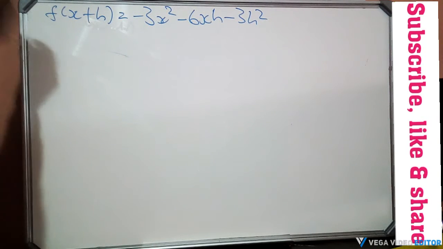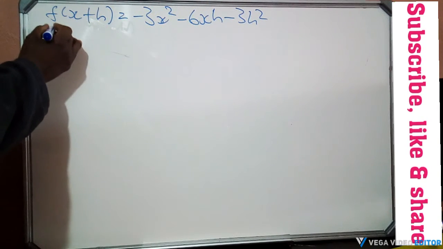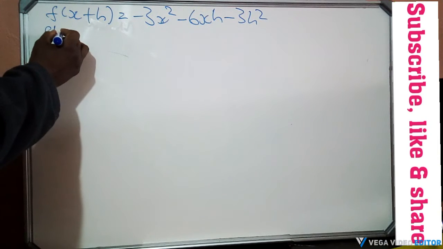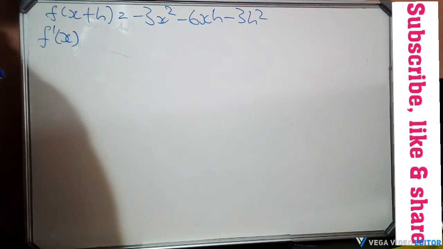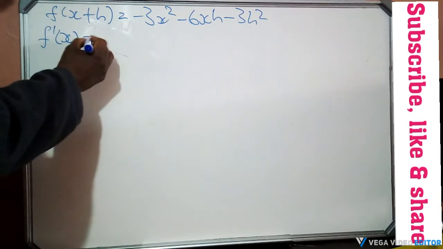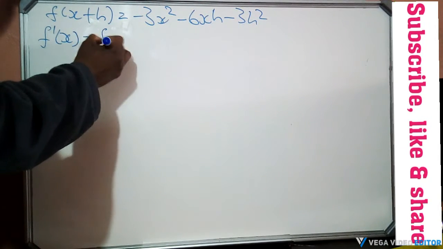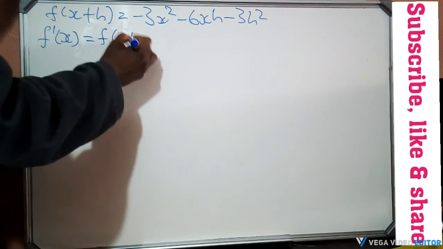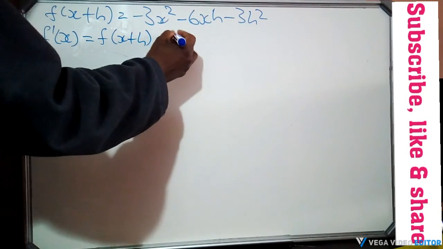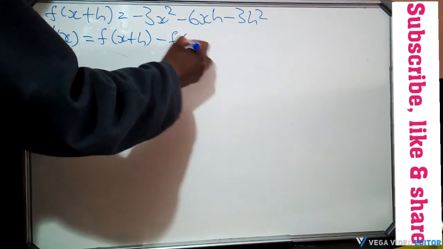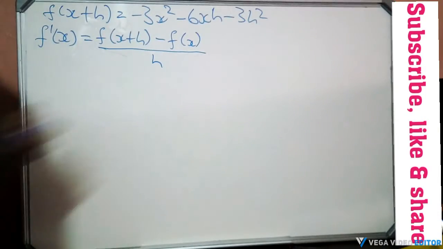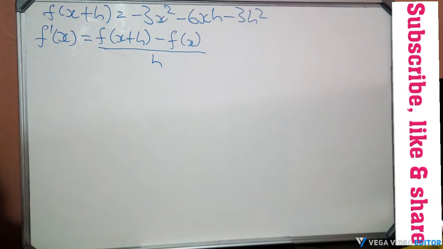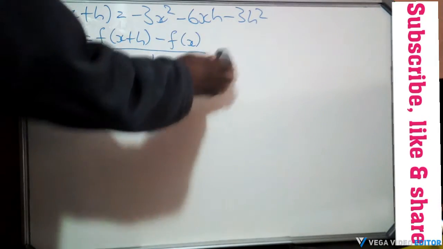So now we go into the formula to find the derivative of f(x). The derivative of f(x), remember we're using first principles. We say that this one is going to be f(x plus h) minus the function f(x), divided by h. All right. Okay, I forgot something there.